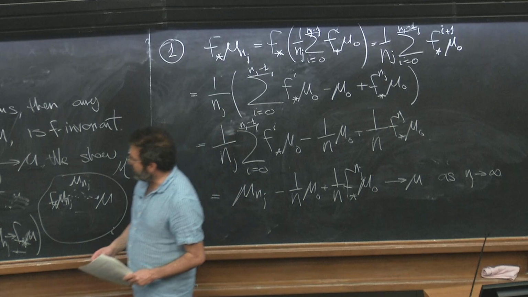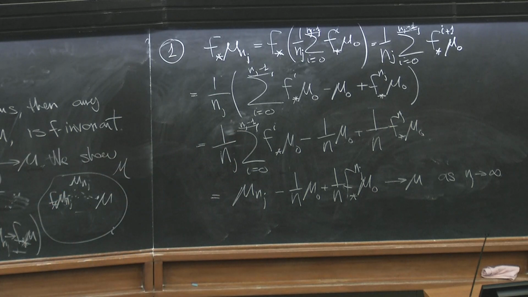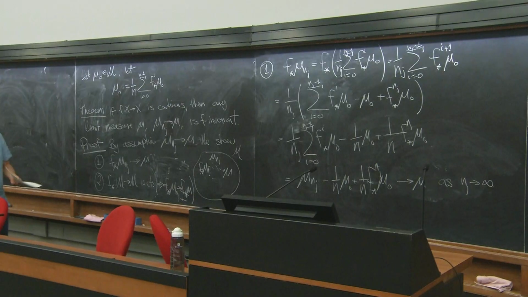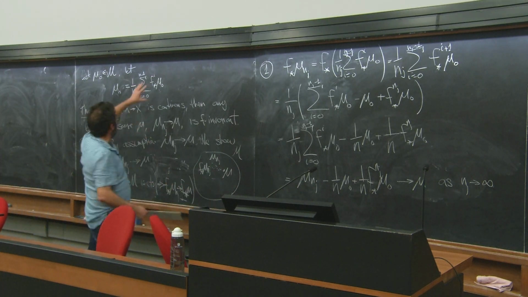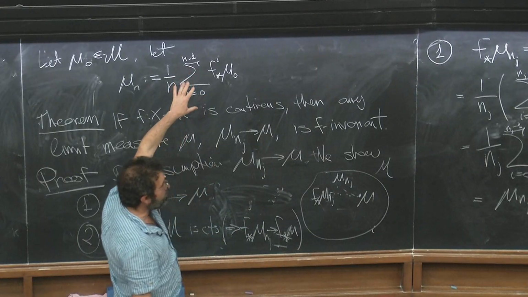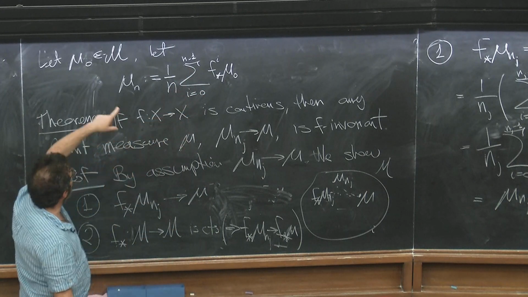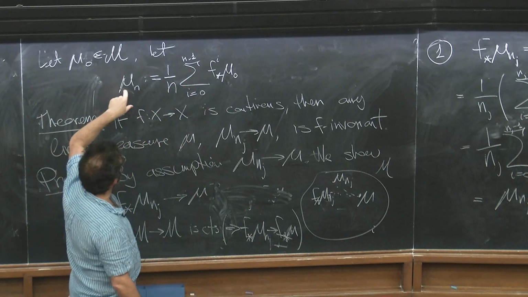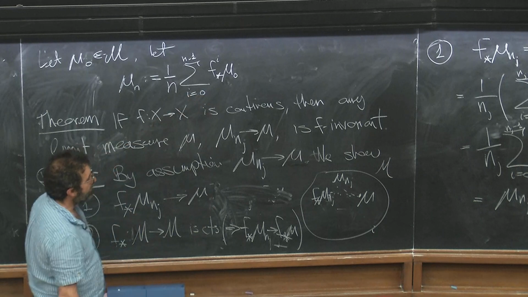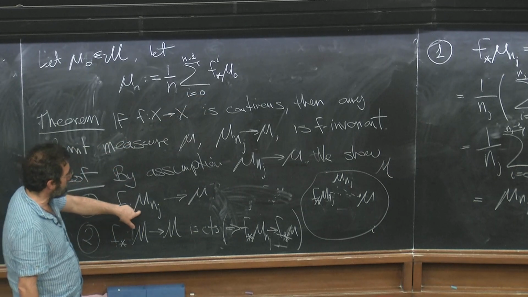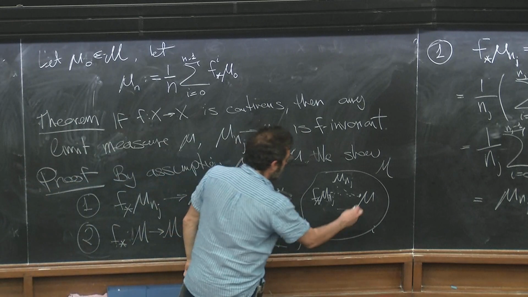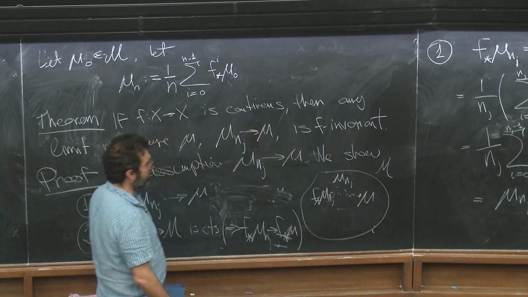Okay, so that's the first step. So it's just a calculation, really. We've not used anything but the form of the sequence. So we've used, in an important way, the fact that we've defined these particular averages in this way, and it shows that when you take f star of this sequence, you actually converge to exactly the same measure as before.